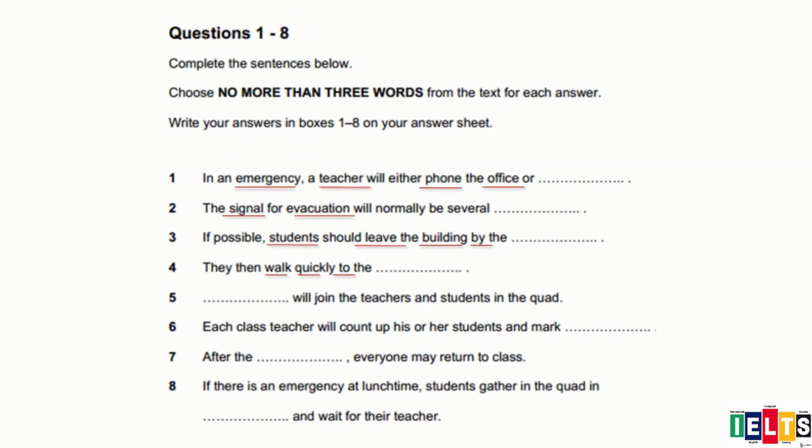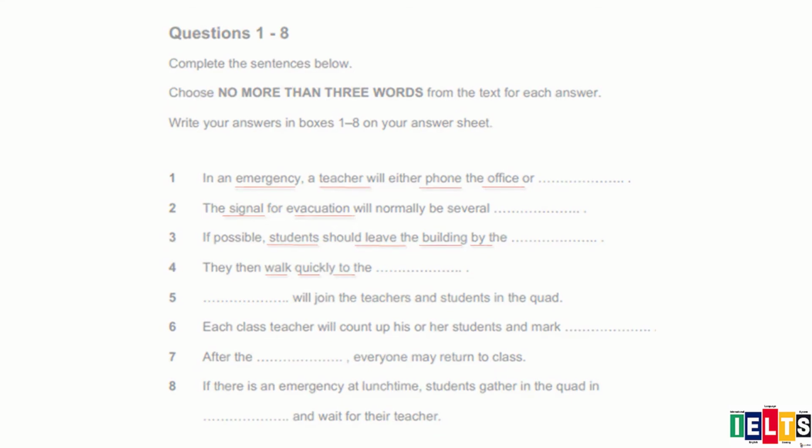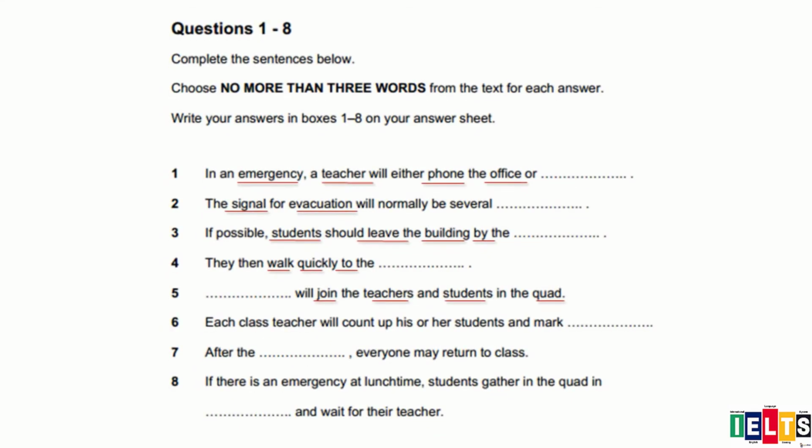For question 5, you need to complete the following sentence. Something will join the teachers and students in the quad area. So again, underline any keywords. Here I would underline join, teachers, students and quad. Then go back up to the text and scan the text for the answer. Answer 5 should appear after answer 4 in the text, so start reading from where you got answer 4 from.